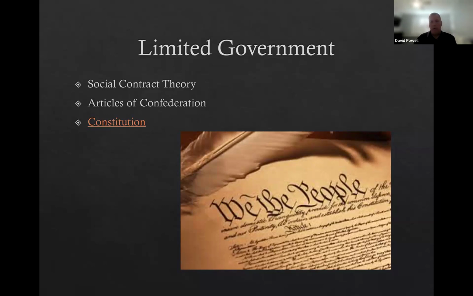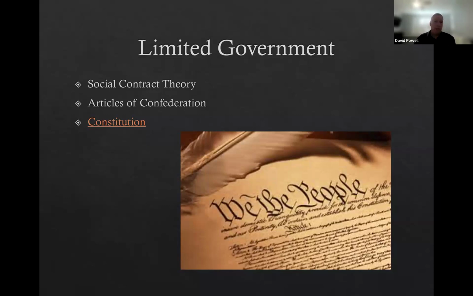So if our system of government is really based upon this social contract, based upon this Constitution, what have our constitutions looked like in the past? And we've basically had two constitutions in our history. We had the Articles of Confederation, which did not last very long. And then those Articles of Confederation, that first constitution, was replaced by our current constitution that we have today. So we've had two constitutions in our history.